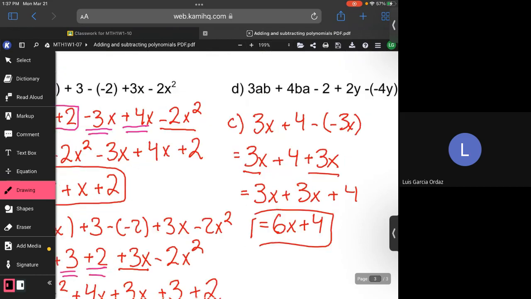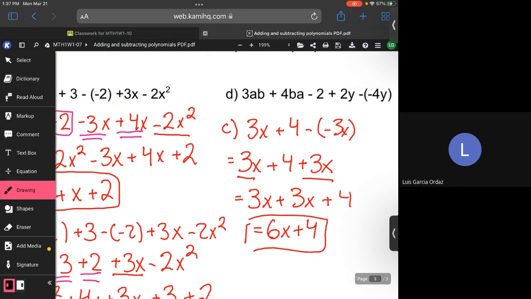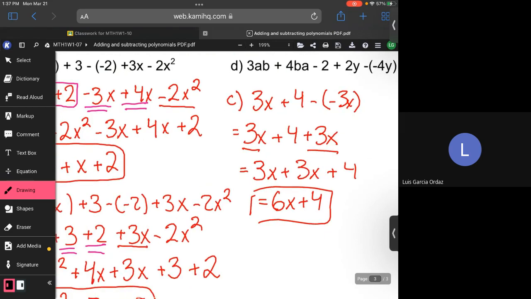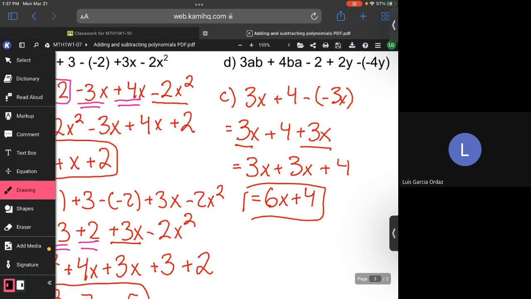So now I want you guys to try D on your own. After you get 6x plus 4, wouldn't you have to do that? No, because there's no x with the 4, right? So you just leave it as 6x plus 4. So do D on your own. See if you guys can try and solve that. Take a couple minutes to do D.